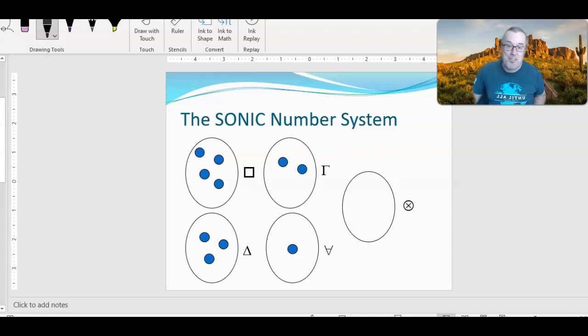up. I call it the Sonic number system. And just to be honest, I made it up when I was working on this years ago, and I had a Sonic drink in front of me. And so when I went to name my number system, I just called it the Sonic number system. But here's how it goes.